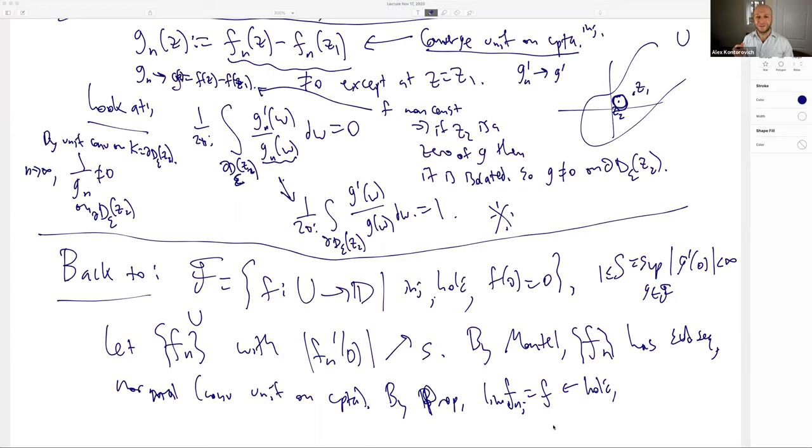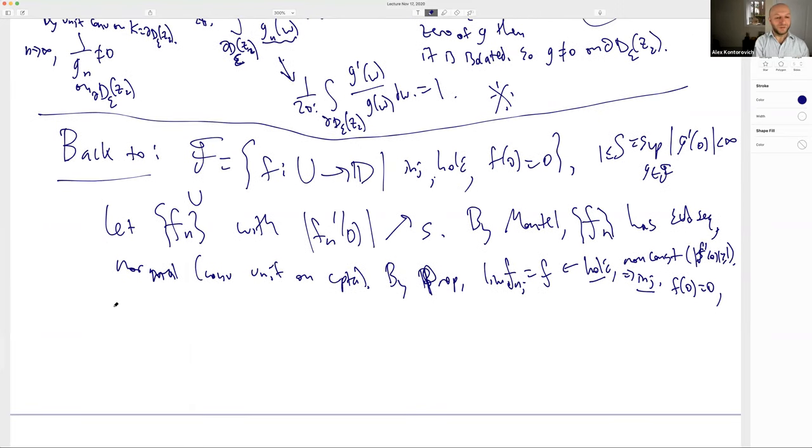Can it be constant? Its derivative at zero is bigger than one. Non-constant, since S is at least one, so f prime of zero is bigger than one, hence injective. So it is holomorphic, it is injective, and just by continuity, all of the functions take zero to zero, so f of zero equals zero. Why does it map to the disk? We know by continuity that this limiting function, since all of the functions take values in the disk, also takes values in the closure of the disk.